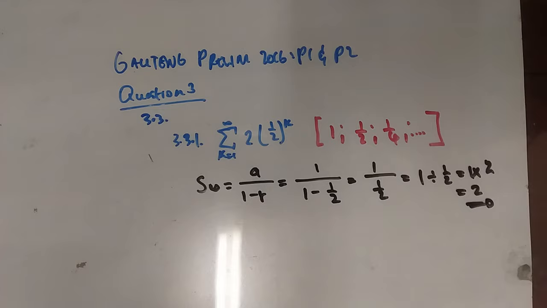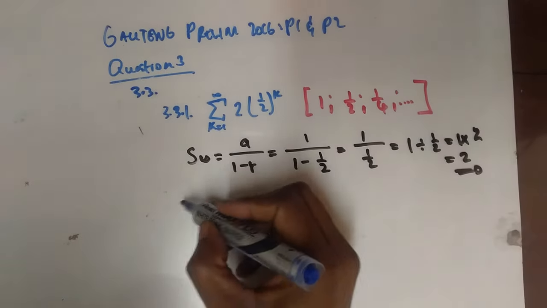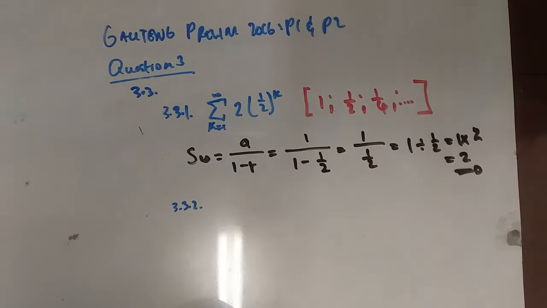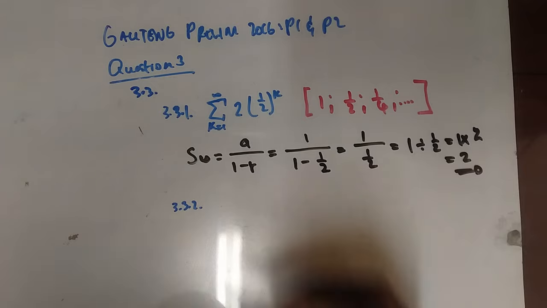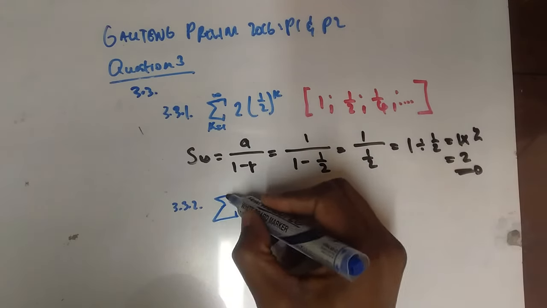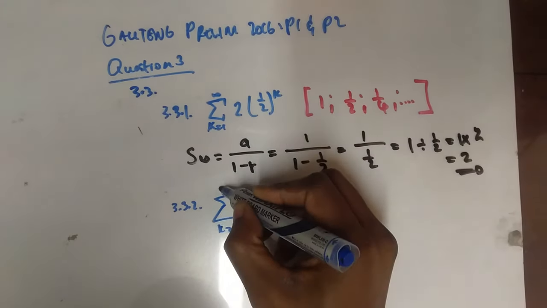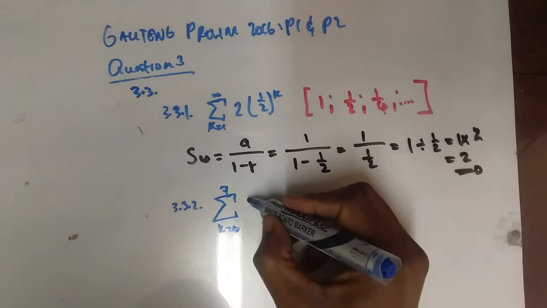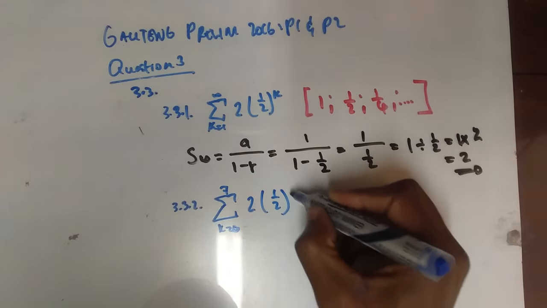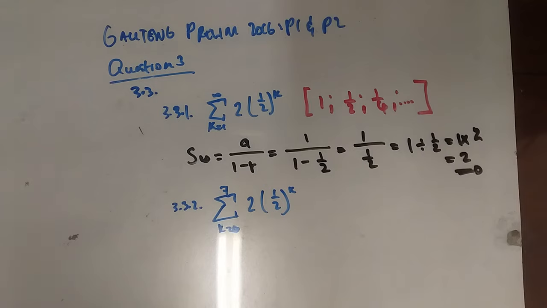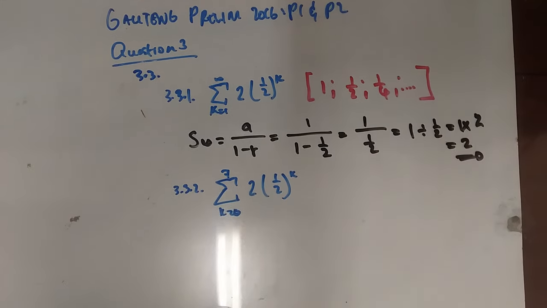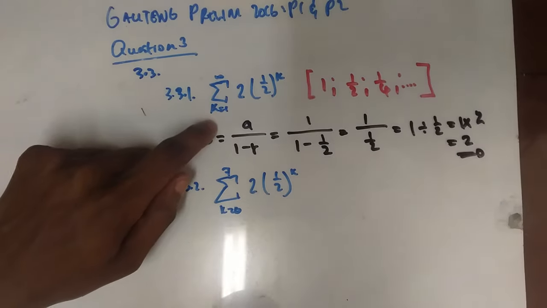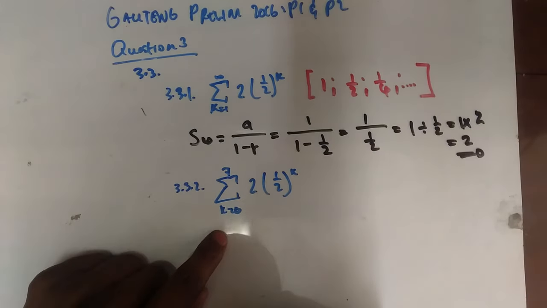As for question 3.3.2, it says that we need to calculate now the sum from k equals 0 to 7 of the same sequence. Now I hope you identify the difference, because with the first one, k was equal to 1. For the second one, k equal to 0 is the first term.